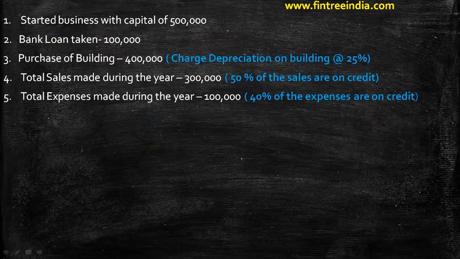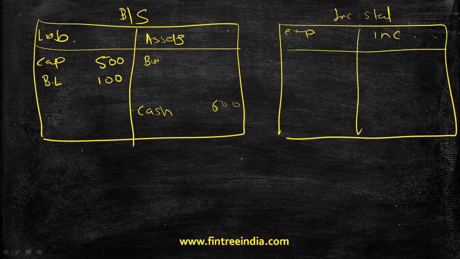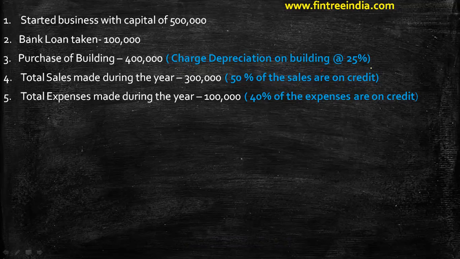Let's go back. Purchase of building 400. Now we have two transactions here. One is purchase of building, second one charging depreciation on it. We'll see what it really means, but let's go back. Let's go to the building first and let's give effect of this transaction. So building 400. Second effect, the fact that we have purchased an asset, our cash is going to reduce. So now the cash would become 200 because we paid cash worth 400. Now the next transaction is about depreciation, which says charge depreciation on building at the rate of 25%.